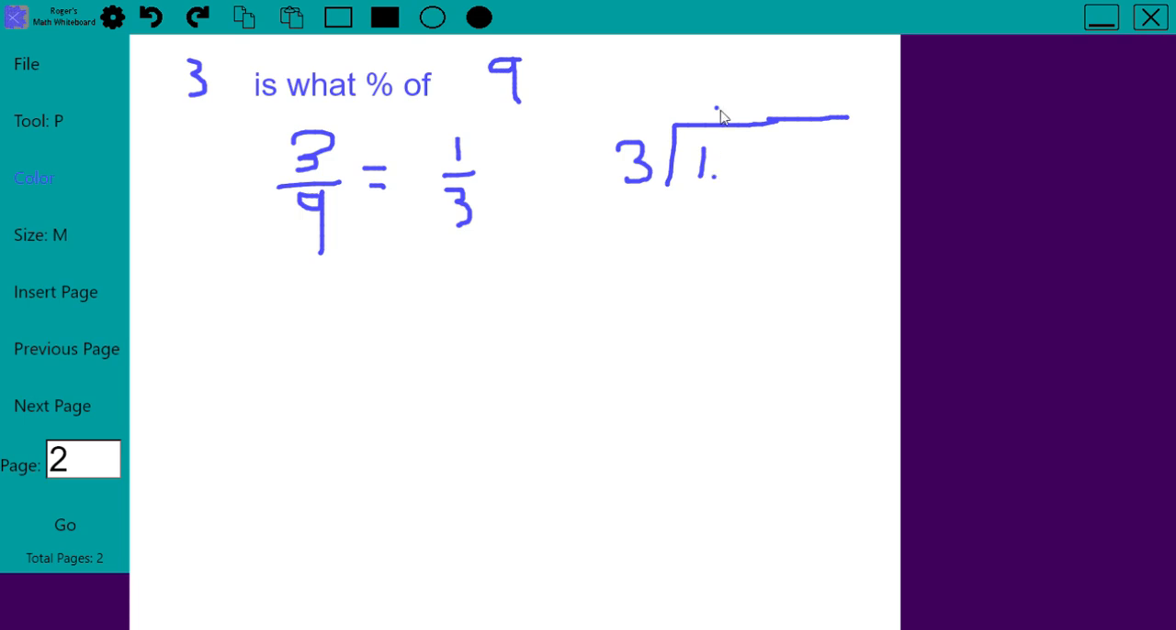Gotta put my decimal here and here in my answer. And then I'm gonna add some zeros, just in case I need these to finish the problem. Alright, 3 doesn't go into 1 at all. Let's see how many times 3 fits into 10. 3 fits into 10 3 times. 3 times 3 is going to give me 9. Subtract, 1 remainder. Bring down a 0.